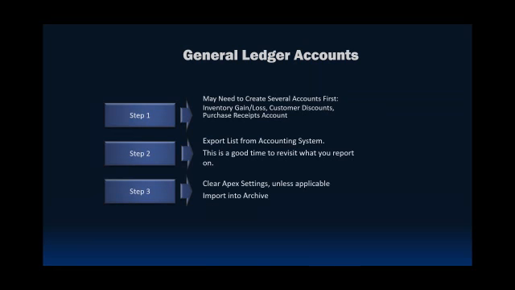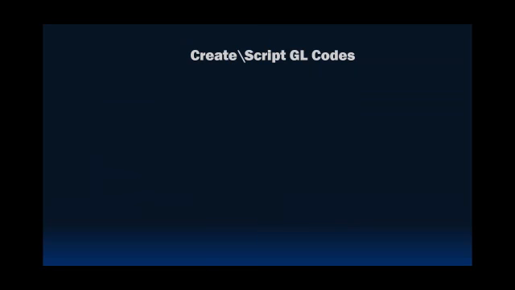You're going to want to clear those Apex settings unless applicable, and you're going to import into the archive first and test. And again, I'm going to move through these quickly because this has already been done in several other webinars for Tigerpaw, so we're going to do this as a review. So you're going to verify in the archive and repeat the process in the main. GL codes are required for all line items.